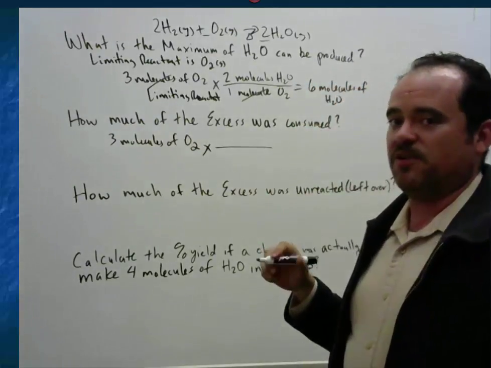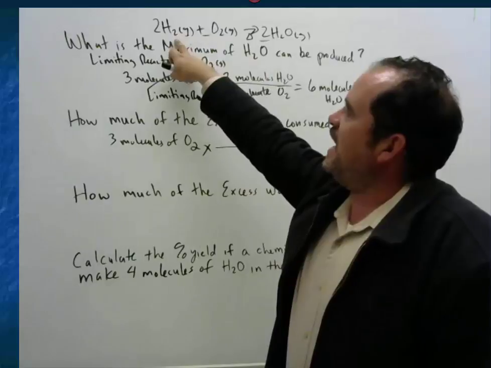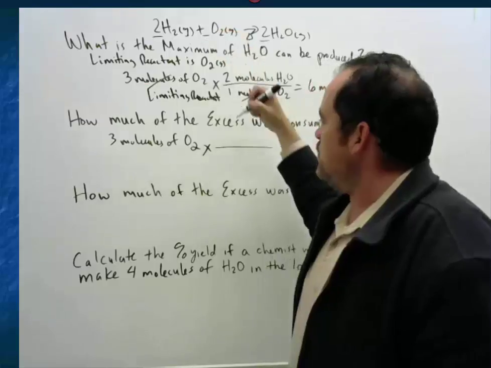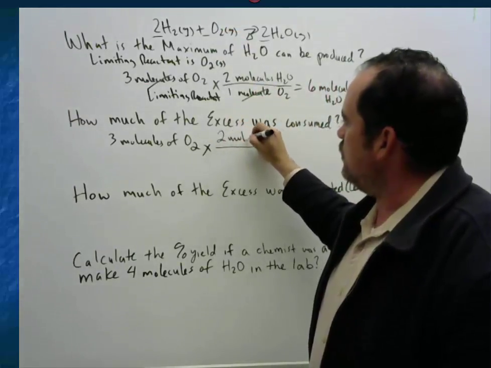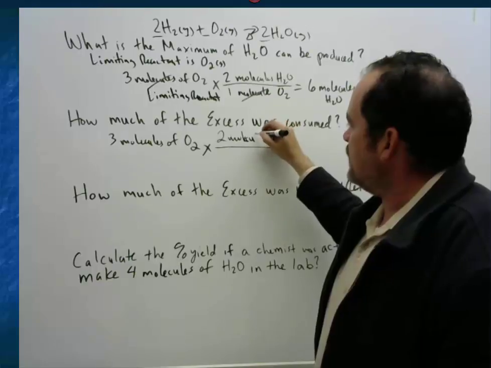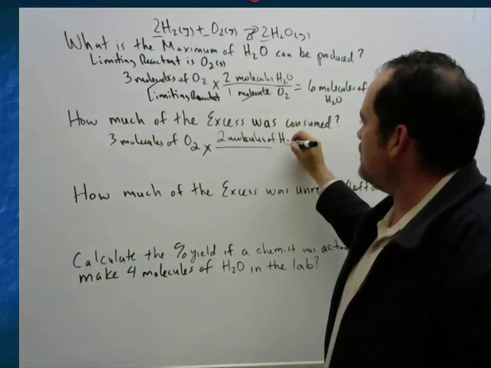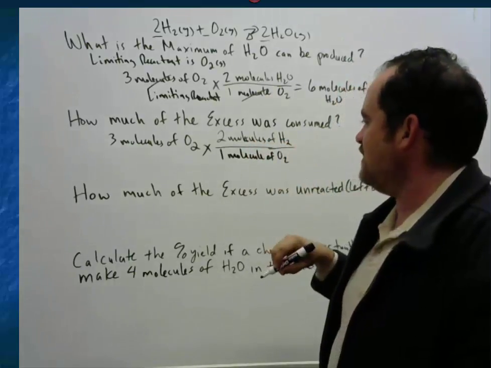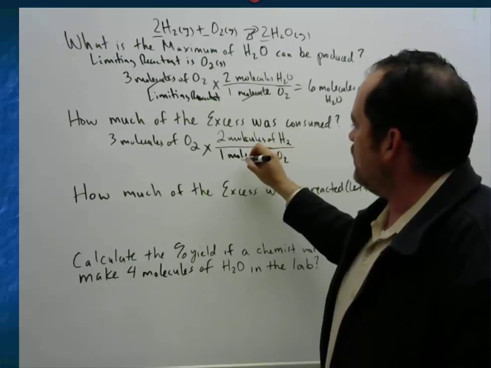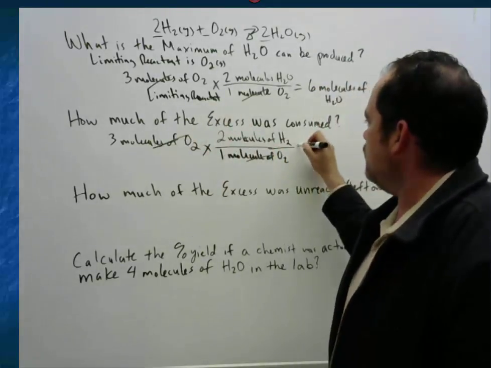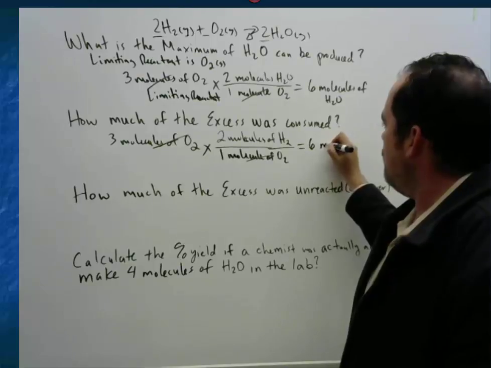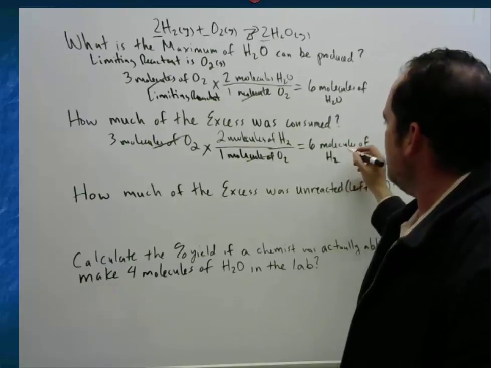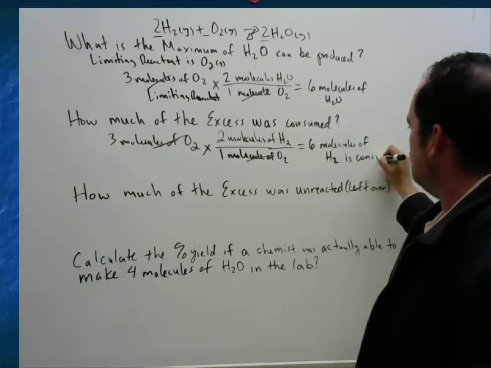But this time, I'm going to convert between oxygen gas and the excess, which is hydrogen. To do that, use the mole stoichiometry ratio. Now it's between 1 and 2. So it's 2 molecules of hydrogen gas over 1 molecule of oxygen gas. Therefore this cancels out. So 3 times 2 is 6 molecules of hydrogen gas actually consumed.